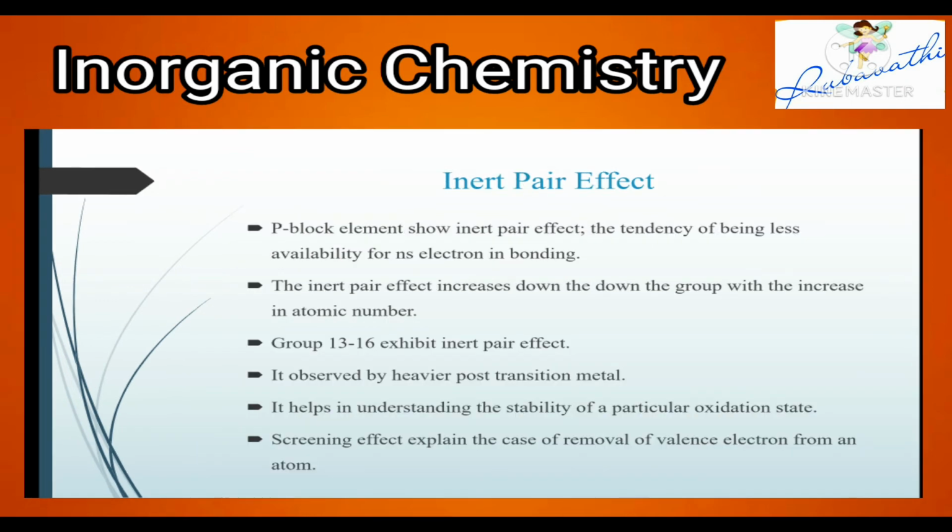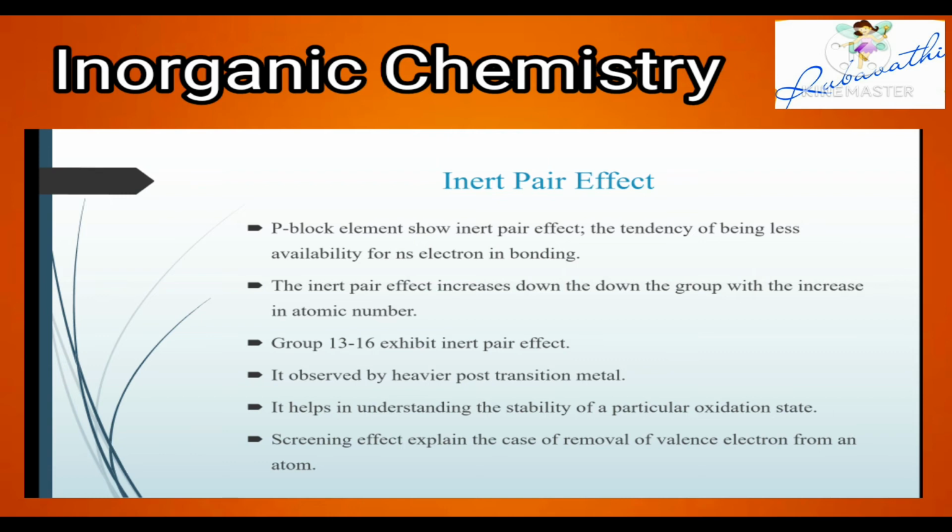Inert pair effect. As we go down the group with increasing atomic number, the 2 electrons present in the valence s orbital become inert, and only the 3 electrons present in the outermost p orbital are involved in chemical combination. This is known as the inert pair effect. In the p block elements, groups 13 to 16 exhibit the inert pair effect. It is observed in heavier post-transition metals.